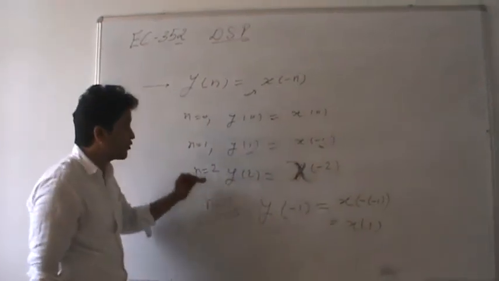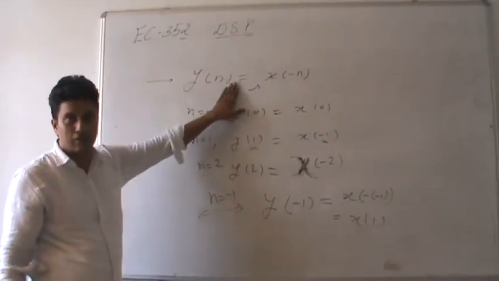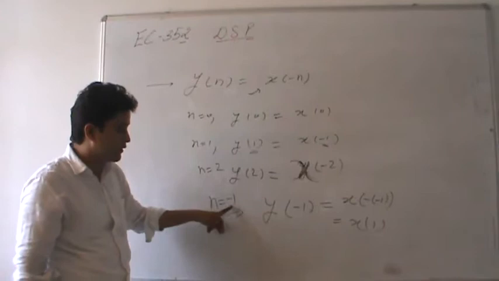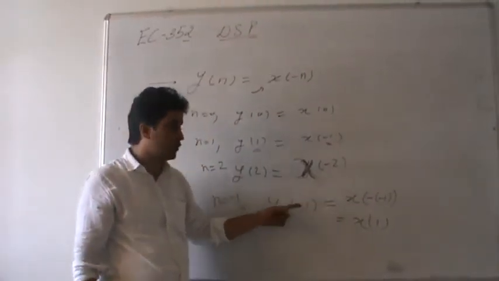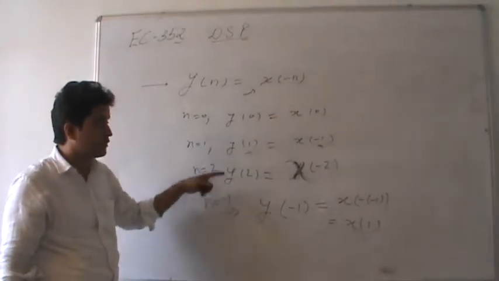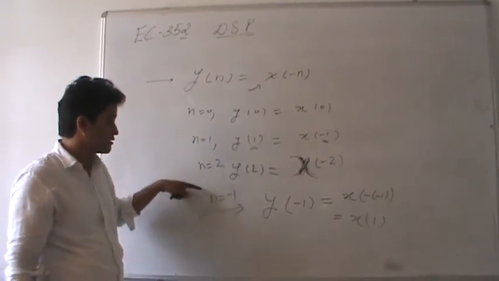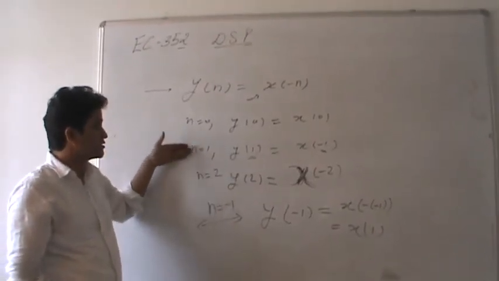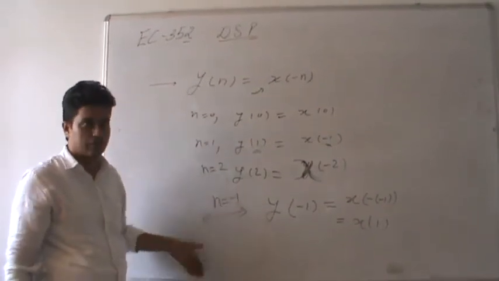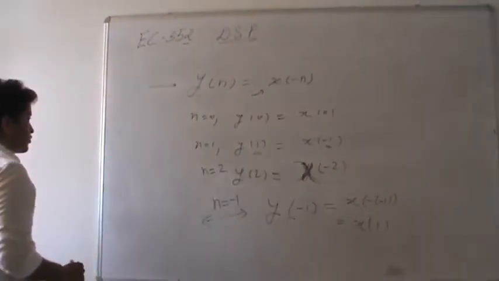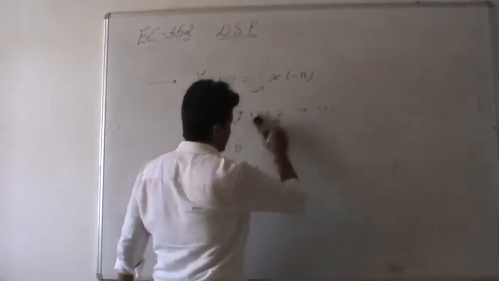You test any positive value of n or zero value of n, you would consider this system as causal. But as you take a negative value, you would find that this system is actually non-causal. So if unluckily you are not checking it for a negative value, you may make a mistake and conclude that the system is causal. So always test for zero, test for some positive value, test for some negative value. So this is the way you can decide whether the system is causal or non-causal. This system is a non-causal system, whereas the last one was a causal system.